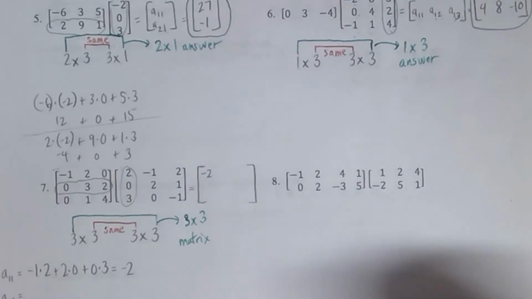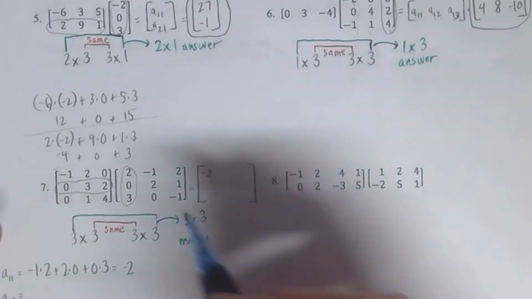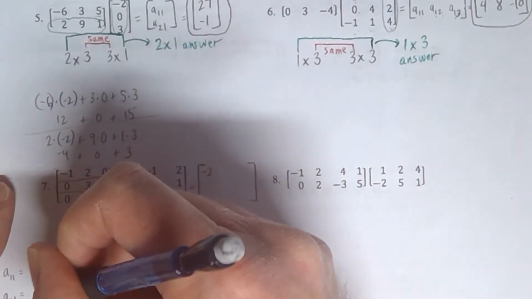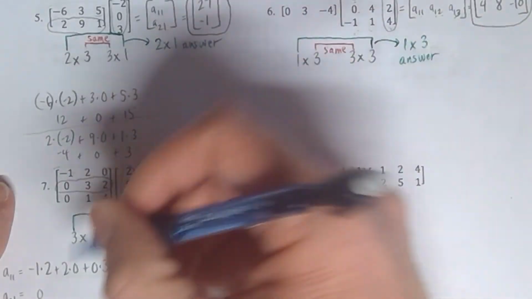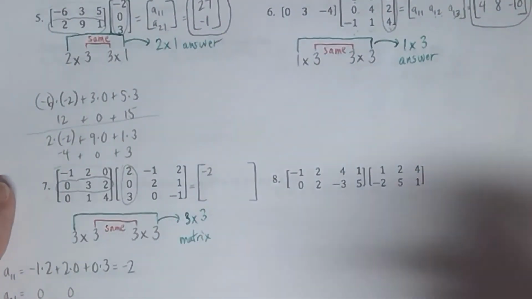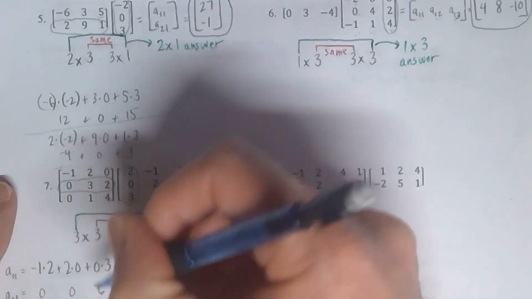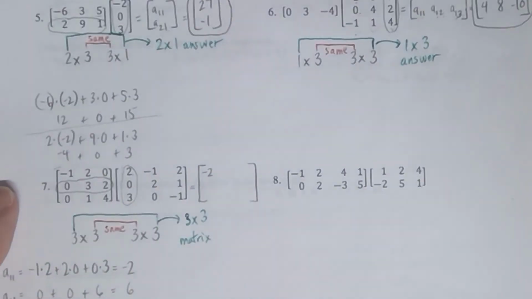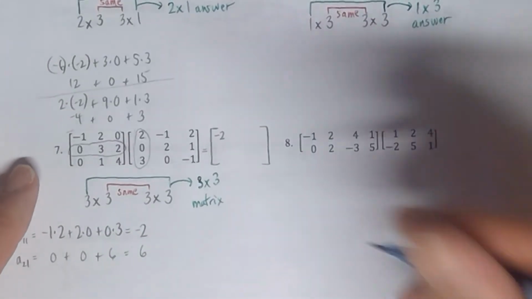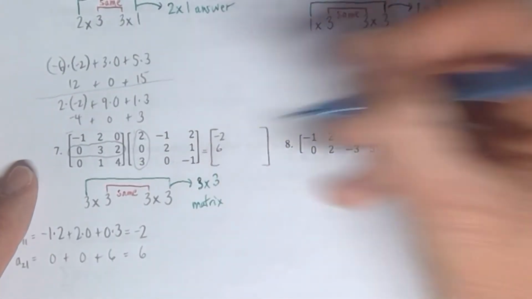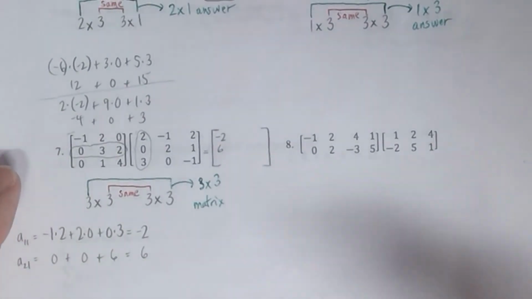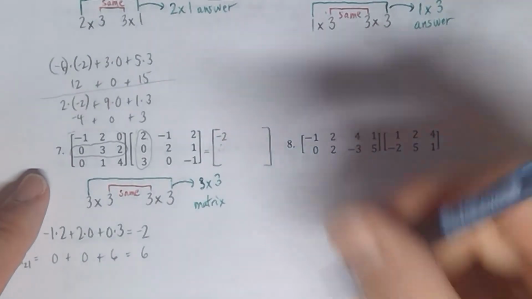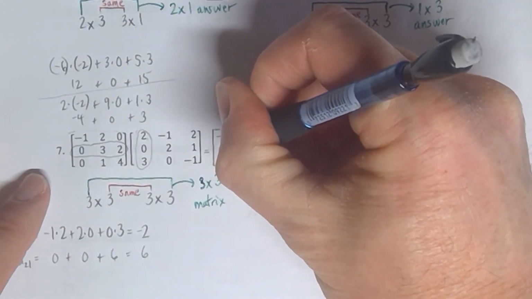I'm going to go a little bit faster now. I'll just write down the multiplications. So 0 times 2 is 0. 3 times 0 is 0. And 2 times 3 is 6. If I add those things up, I get 6. So 6 goes right there. Let me make that a little bit bigger there.